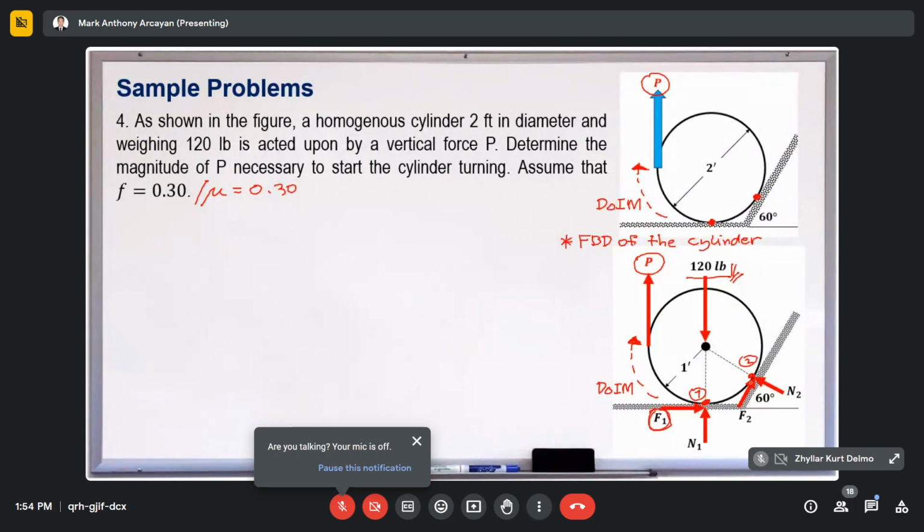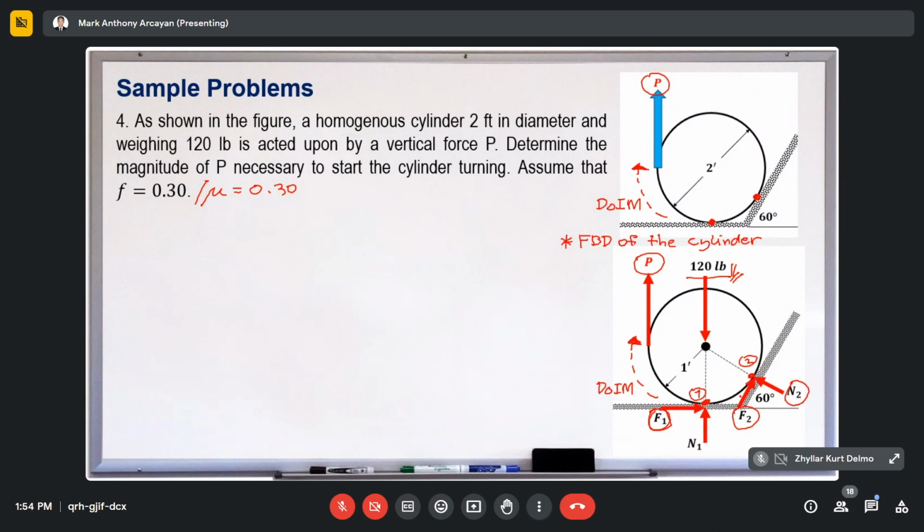And on the other hand, at the second contact point, the normal force always acts towards the center of our object, our rigid body, the homogeneous cylinder. And then the frictional force due to this inclined plane is upward, due to the fact that the cylinder has a tendency to rotate clockwise. So the resistance is upward. So we have now indicated the frictional forces as well as the normal forces and other external forces.